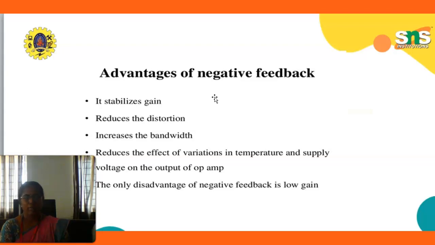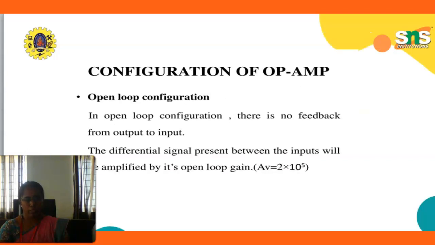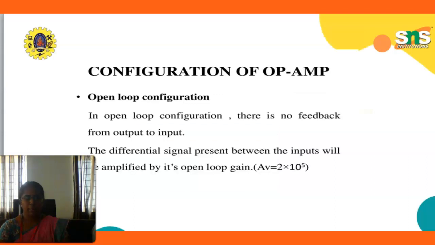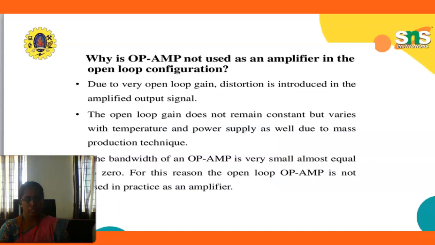I will repeat this. There are two configurations of opamp: number one, open loop configuration, and number two, closed loop configuration. In open loop configuration, there is no feedback connected from output to input. The differential signal present between the inputs will be amplified by its open loop gain. Next, for every small magnitude of the differential voltage, output will reach positive or negative saturation.